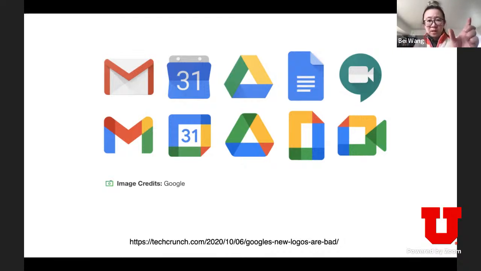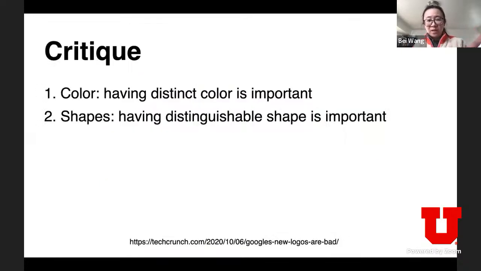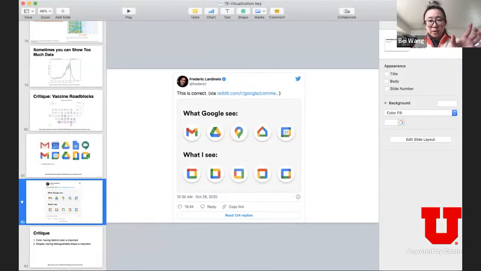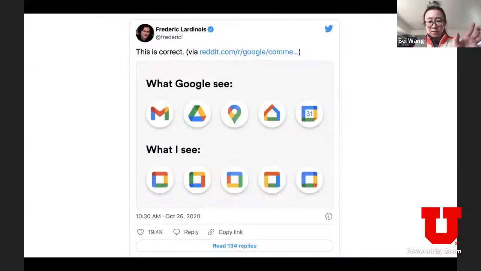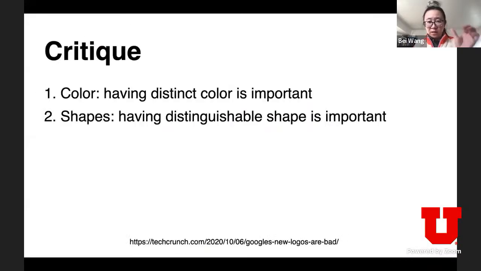What happened is that not only did they mix all the colors, so the color no longer has its power in differentiating different apps, the second thing is shapes. They all created shapes with roughly the same kind of angle, so they no longer have distinguishable shapes. So they pretty much screwed up on both fronts in their visualization design: they lost the power of the color channel, and they also created shapes that are not distinguishable.